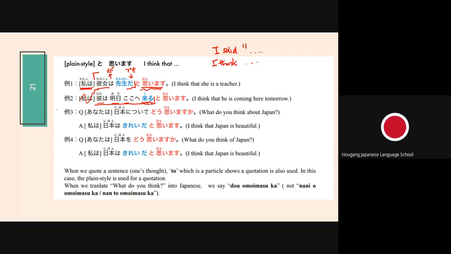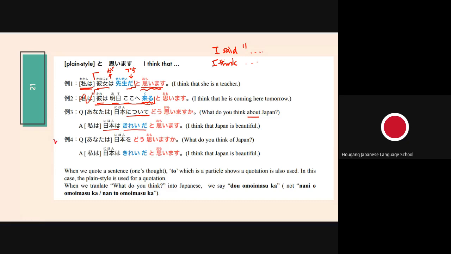Okay. Number three and four is the same example we went through before. Nihon ni tsuite, regarding, or about also, concerning Japan. Regarding Japan, what do you think? What do you think of Japan? Right? Nihon wa kirei da to omoimasu. I think Japan is beautiful.